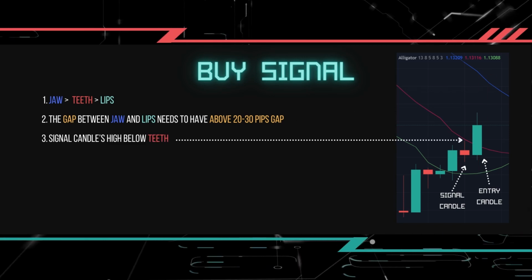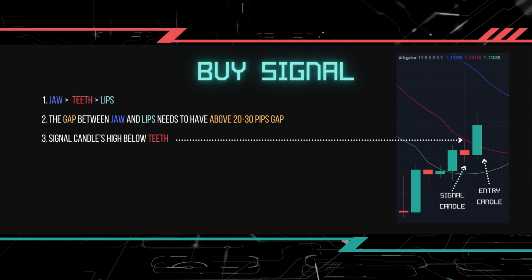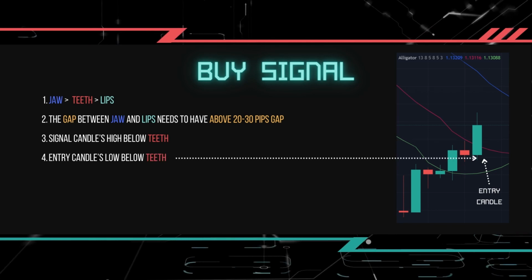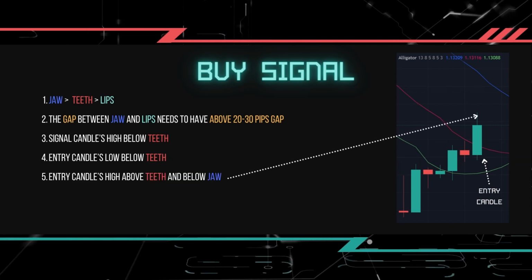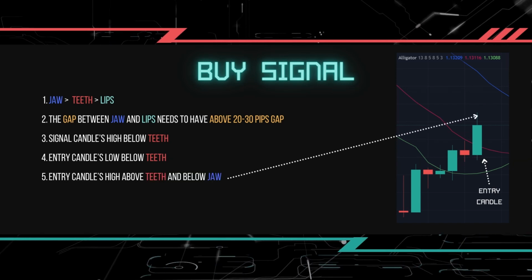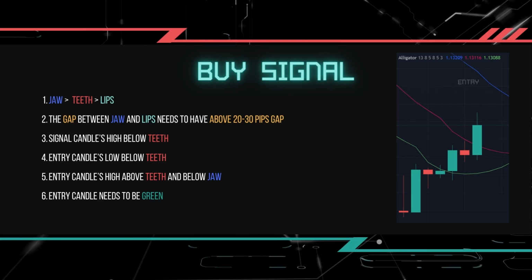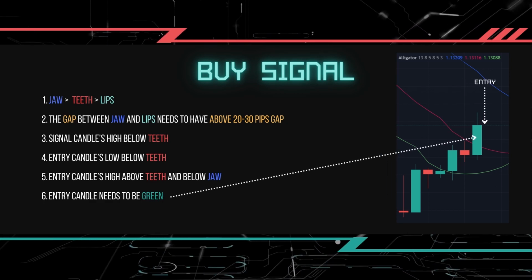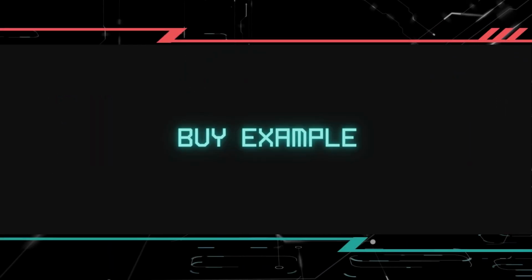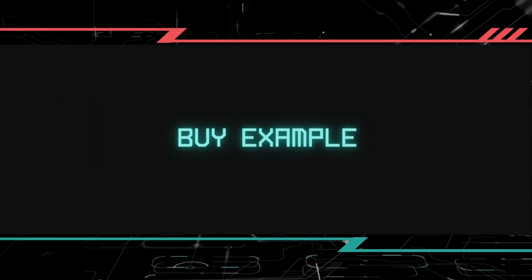Third, the signal candle's high needs to be below the alligator's teeth. Fourth, the entry candle's low needs to be below the alligator's teeth. Fifth, the entry candle's high needs to be above the alligator's teeth and below its jaw. Lastly, the entry candle needs to be green to show that the bull is coming and price will be going upwards. We have prepared some examples for you to be familiar with the strategy.